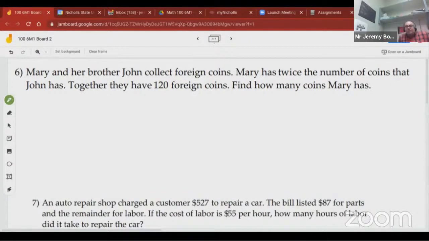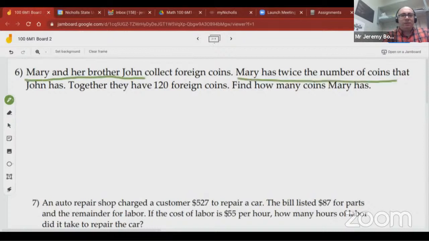Mary has twice the number of coins that John has, and together they have 120 foreign coins. How many coins does Mary have? Okay, so it's a number they're asking you for, which is odd, but it just wants to know how many coins Mary has. So things that we know, it's just Mary and her brother.